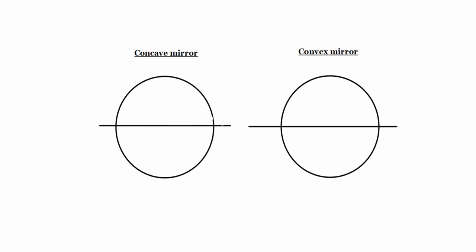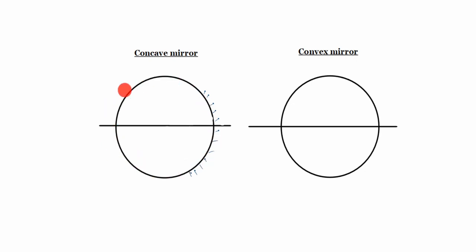The spherical mirror whose reflecting surface is curved inwards. Curved inwards means this is inside, otherwise this is the cave portion, that faces towards the center of the sphere. You see, towards the center of the sphere, right? This is the center of the sphere. It's called a concave mirror. This is the polished face. This portion is the silvered one.